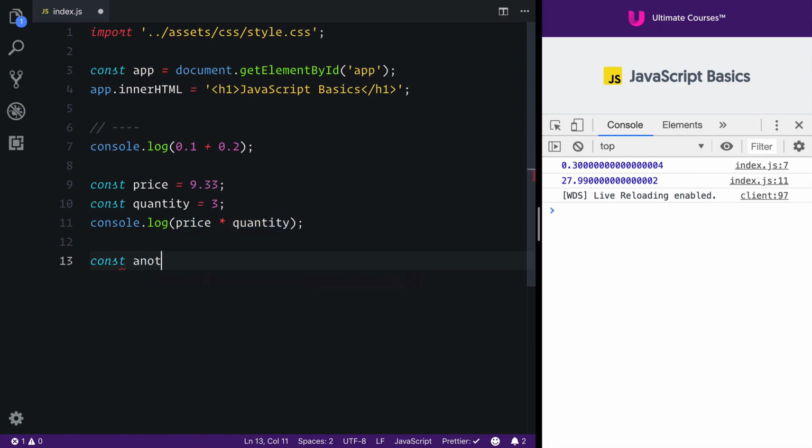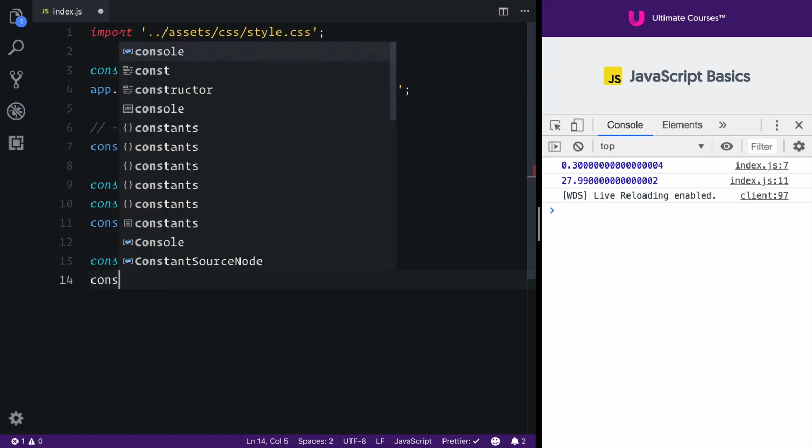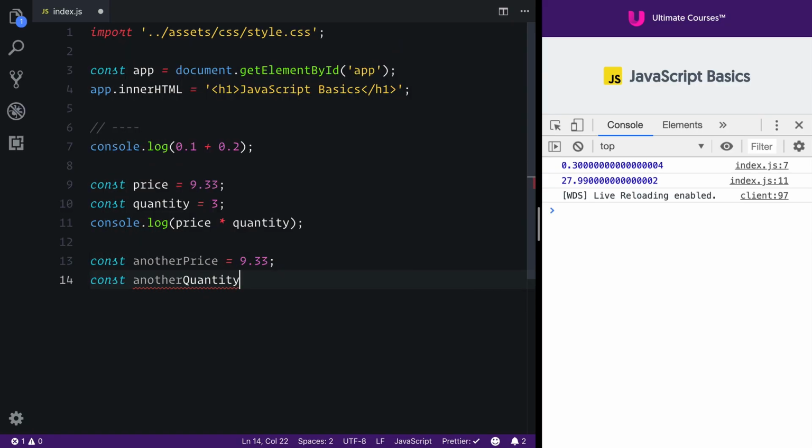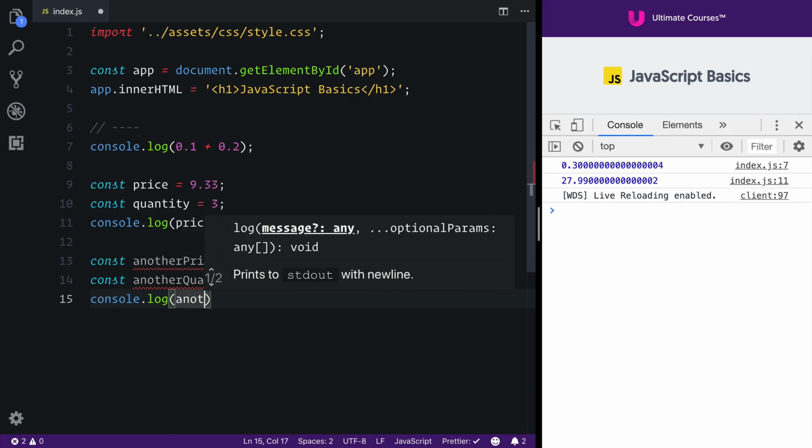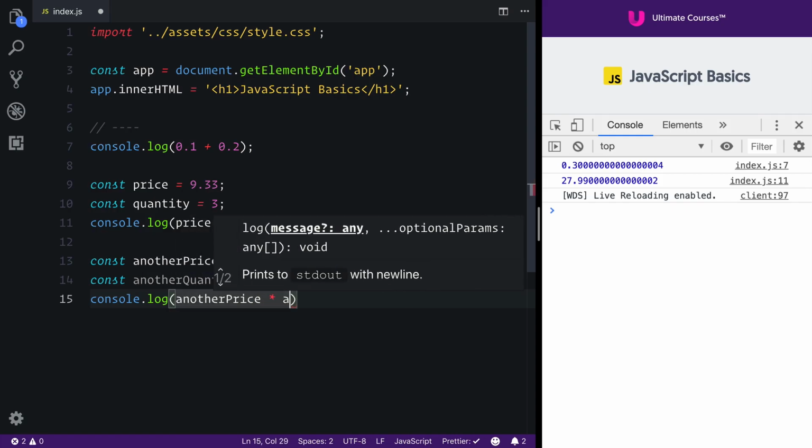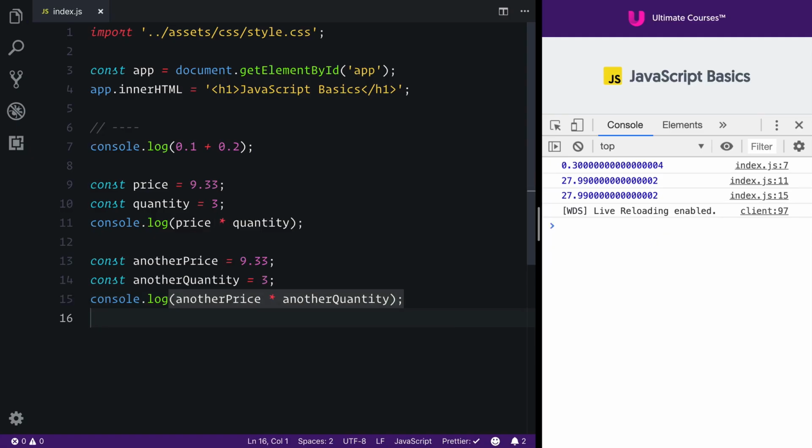So what we can do, and we'll say another price, we'll start with our 9.33, and we'll also create another quantity. This is just going to be similar to the above. However, we're going to have one subtle difference, which is going to save the day for us. So here we'll have our another price, and we'll just multiply that by our another quantity. Now, we'll save this out, and we'll see the exact same thing. So what is the solution to dealing with, for instance, numbers that are currencies? We would like to make some safe multiplication and get all the rounding and everything done for us.